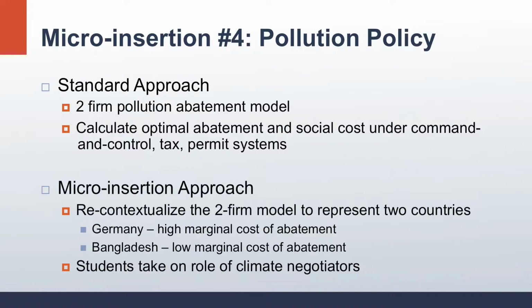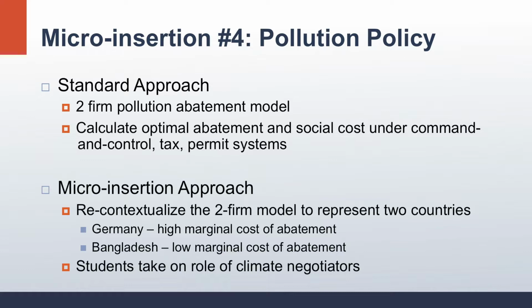And my students are really good at doing that, and they think this is interesting. Oh, this gives them the logic of a cap and trade system. But it's a little dry, right? Why should I care about firm A versus firm B? So we've been recontextualizing this question to think about two countries instead of two firms. So Germany has the high marginal cost of abatement. Bangladesh has the low marginal cost of abatement. Put students in the context of a climate negotiation.